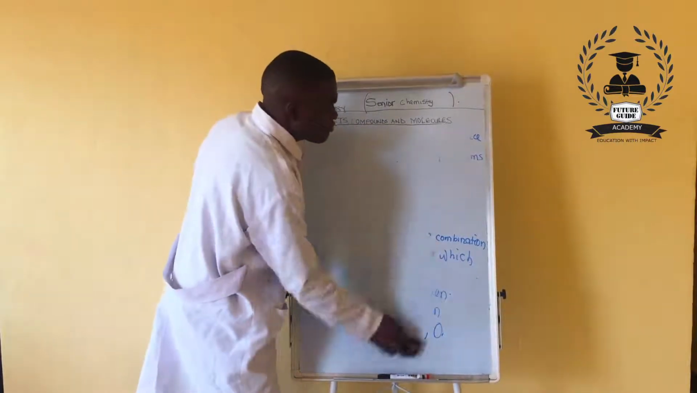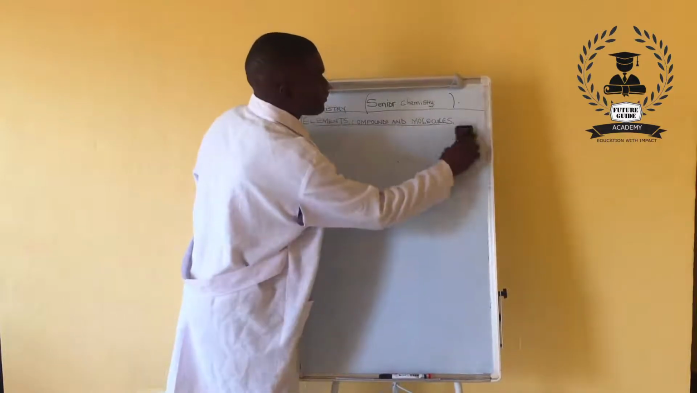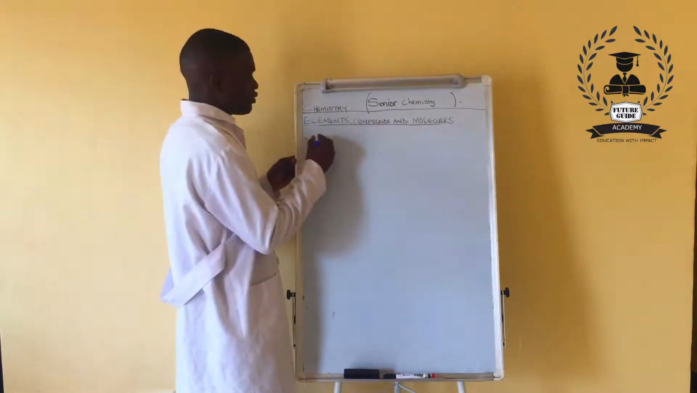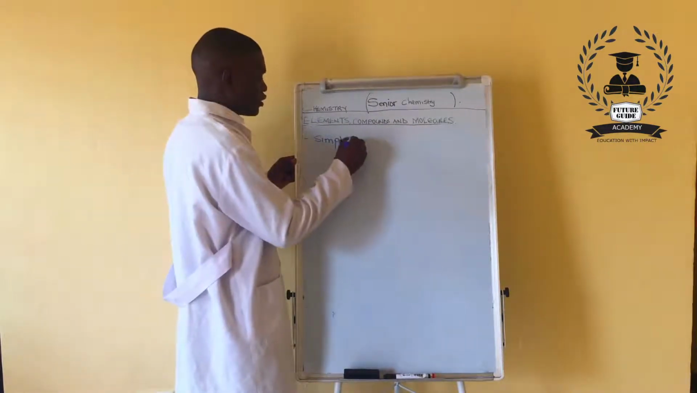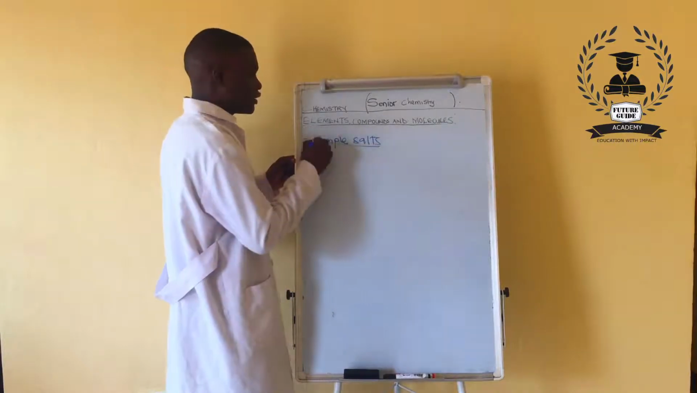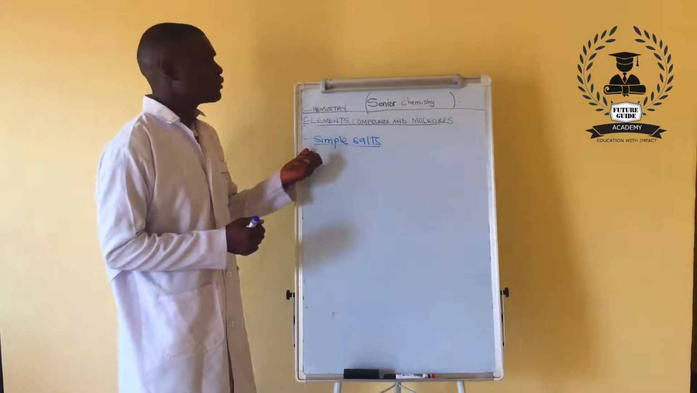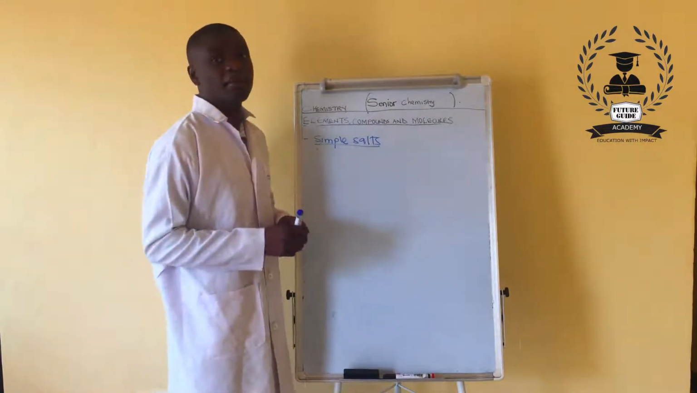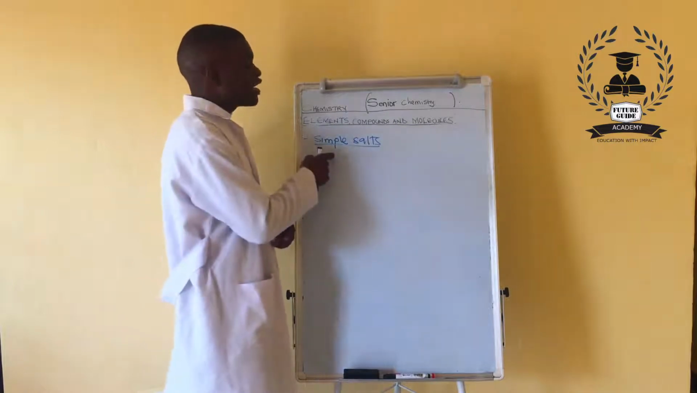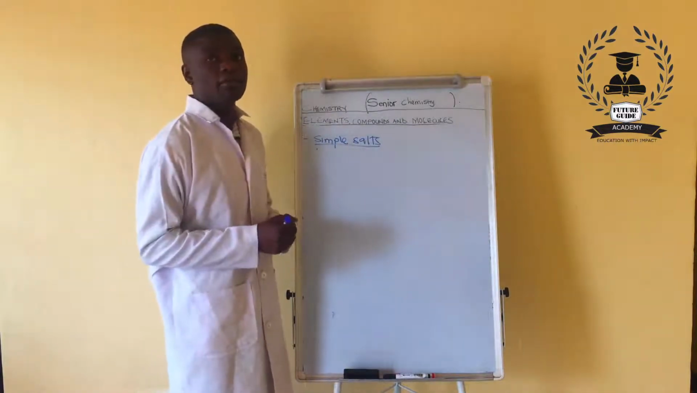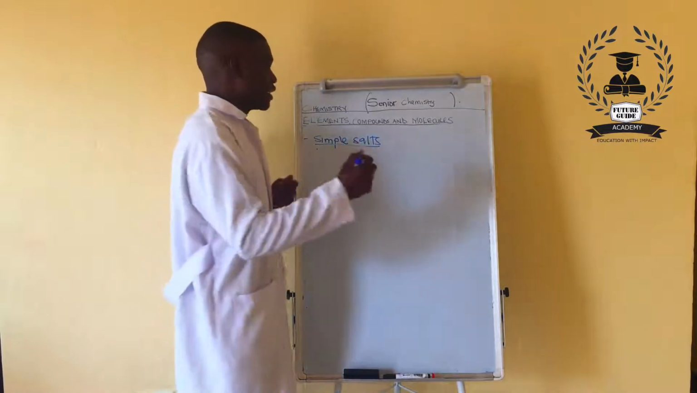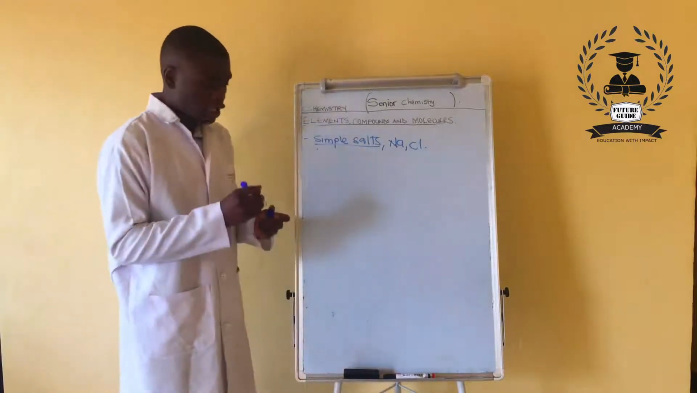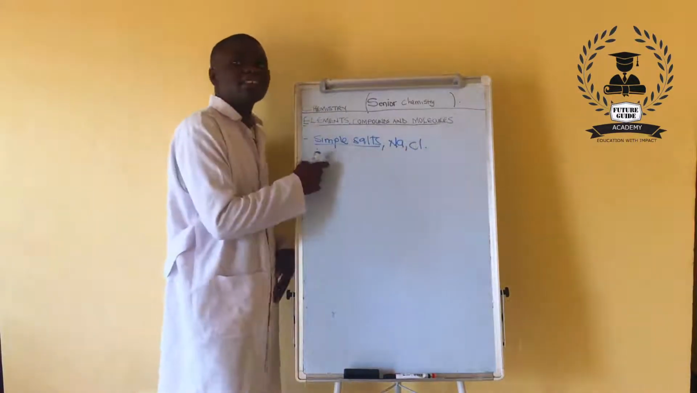Another example of a compound: simple salts. Under simple salts, the major element that you find in salt is sodium. But mostly you are going to find that sodium is reacting with chlorine. That is what we call sodium chloride. So we've got sodium reacting with chlorine. It will give us sodium chloride, which is a simple salt.